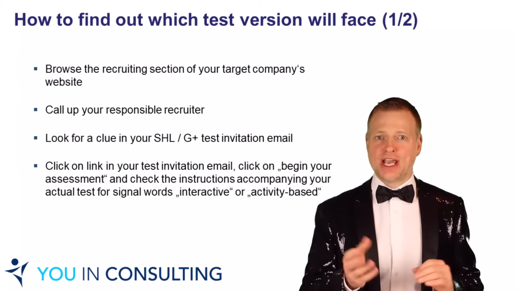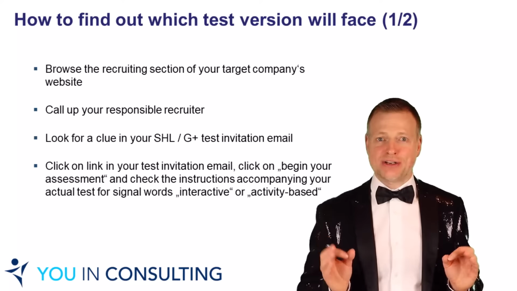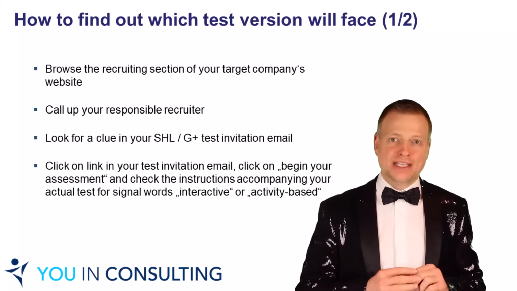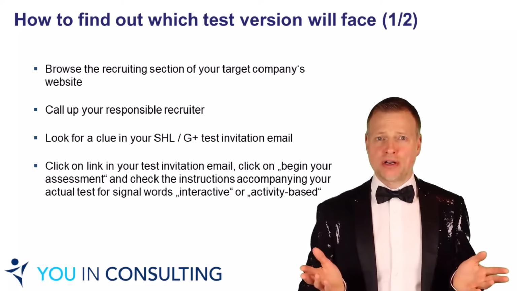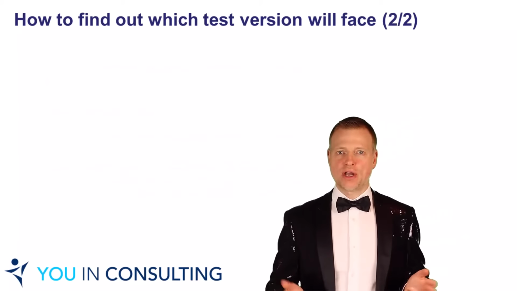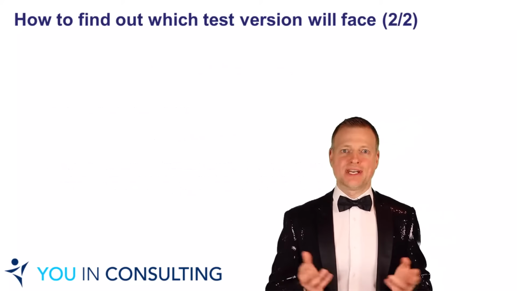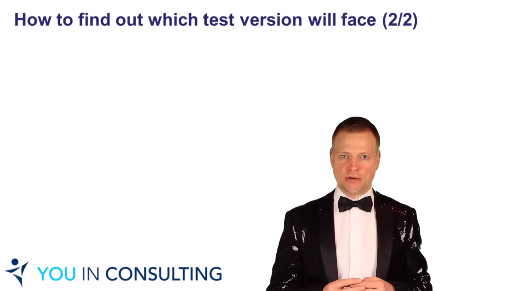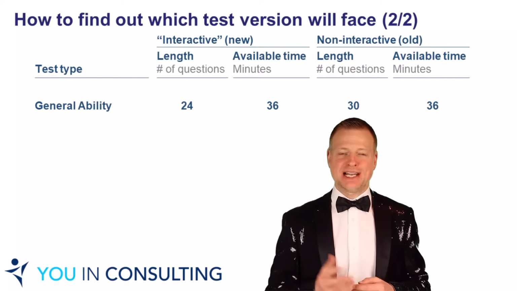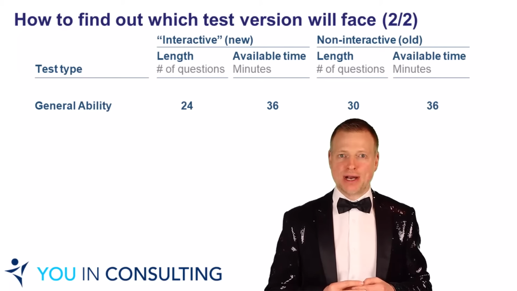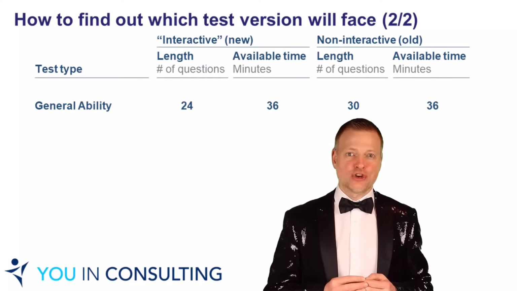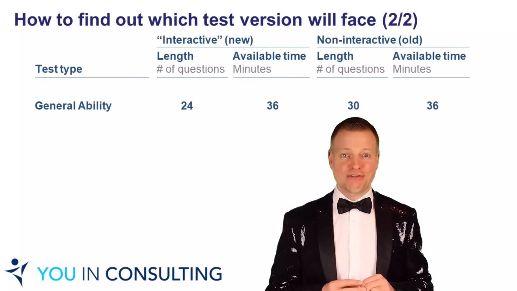If in either your invitation email or in the instructions provided on your test websites you find the words interactive or activity-based test, you can be sure that you are taking the more modern interactive test version. Furthermore, you may check in your instructions screen the number of questions you will be asked to solve. At present, both the old and the new General Ability Test last for 36 minutes, but while in the old version you will be prompted with 30 questions, in the new version you will only have to handle 24 questions.